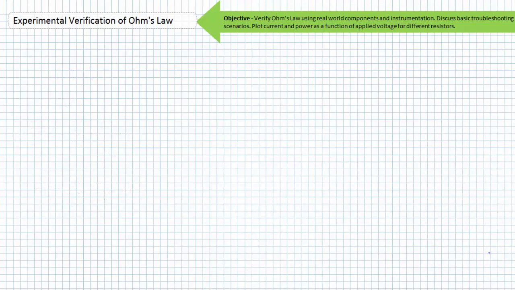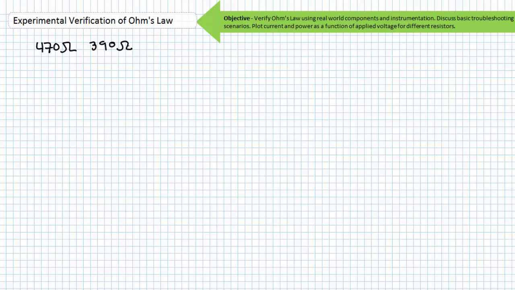Now that we've seen some basic permutations of Ohm's law and discussed basic troubleshooting scenarios, let's perform an experiment. Gather some data and plot the data on a graph. We're going to take two different resistors, a 470 ohm resistor and a 390 ohm resistor, and measure current through them when they're supplied by different voltages. Using our understanding of Ohm's law, we should be able to perform several hypotheses about the relationship of current as a function of voltage.